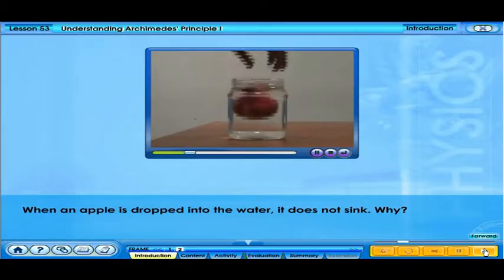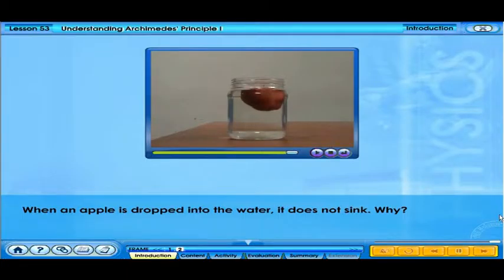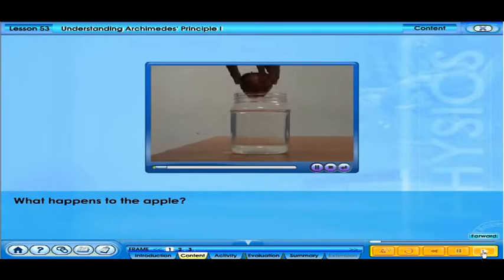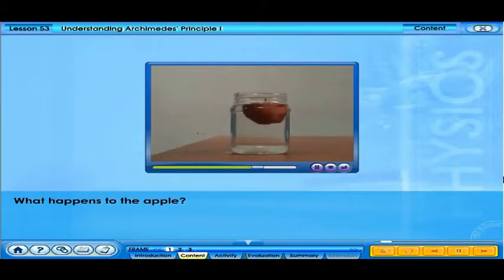When an apple is dropped into the water, it does not sink. Why? What happens to the apple? The apple floats.